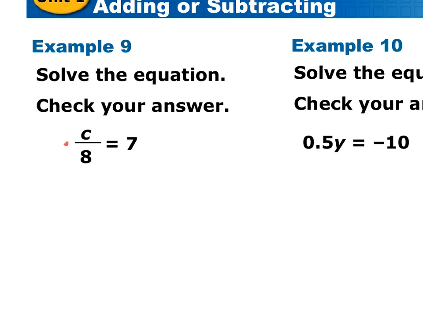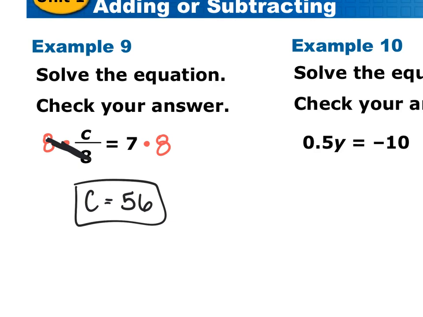Multiply. That is absolutely correct. So to undo dividing by 8, you got to multiply. But if you do it to one side, you've got to do it to the other side. So when you multiply, it cancels out that dividing by 8 and leaves you with just c. 7 times 8 would be 56. You guys got it.